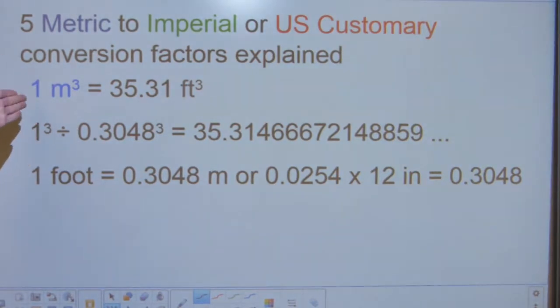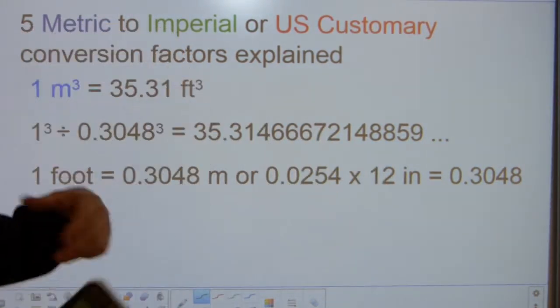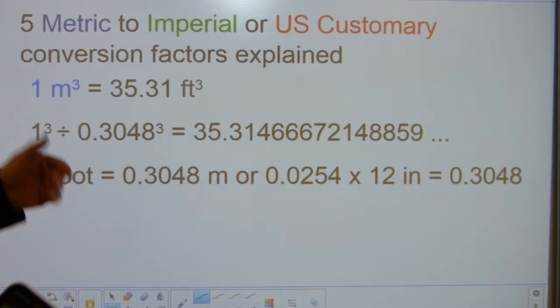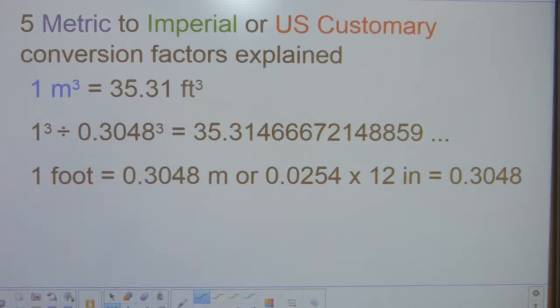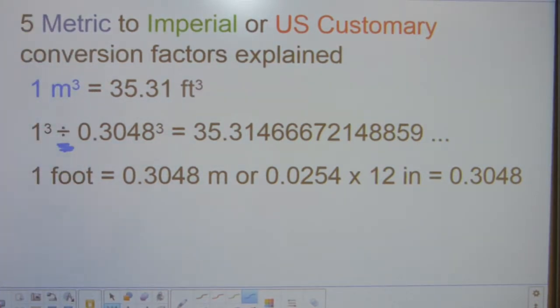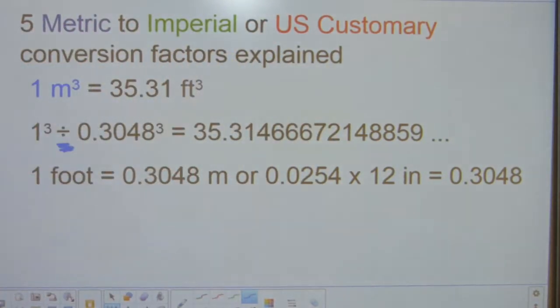The 1 is cubed because a cubic meter is 1 times 1 times 1. I know it's 1, but I wanted to print it in its cubic form to indicate that it's a 1 meter by 1 meter by 1 meter thing. So this huge cube is being divided into smaller cubes, the cubic foot. Okay, I hope that makes sense.